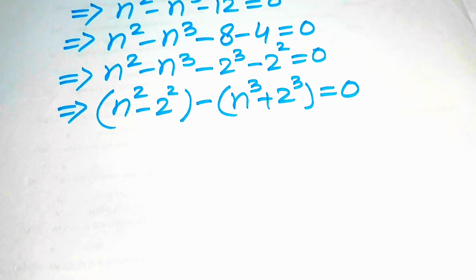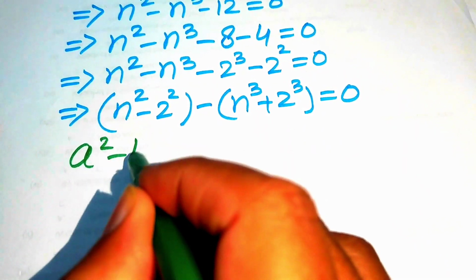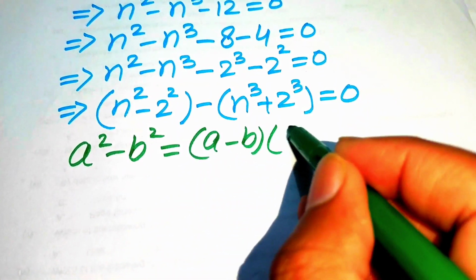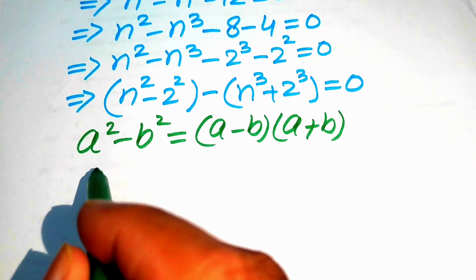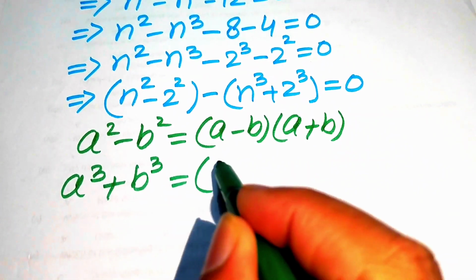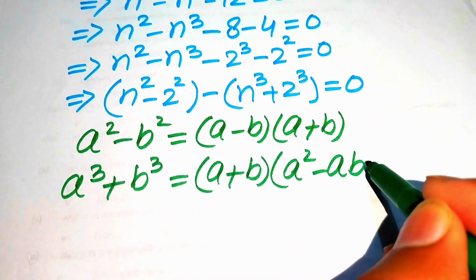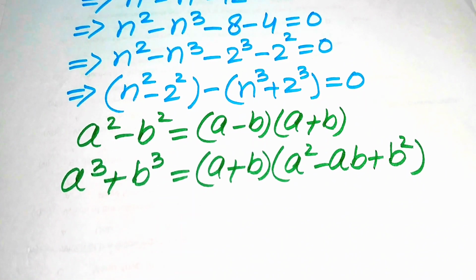Here we need two formulas, so we write these two formulas here. One formula is a square identity and the other is a cubic formula. First the square formula: a squared minus b squared equals a minus b times a plus b. And similarly, since we have n cubed plus 2 cubed, we use a cubed plus b cubed equals a plus b times a squared minus ab plus b squared. So we need these two formulas to solve the above equation.